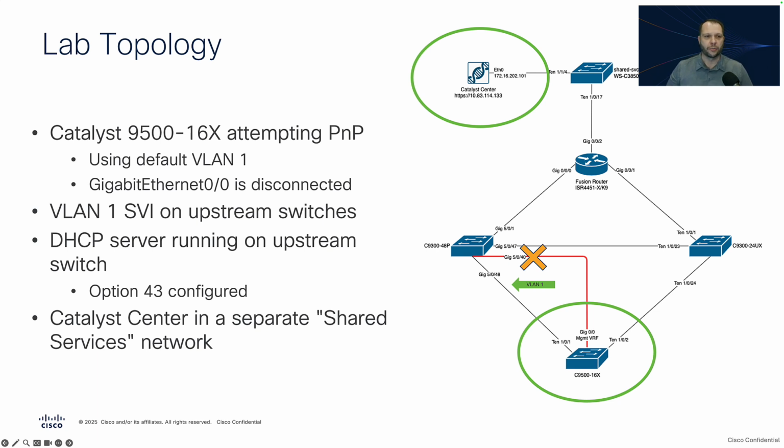So now the next part here is that the VLAN 1 switch virtual interface, or SVI, exists on the upstream 9300 switches that the 9500 is connected to.